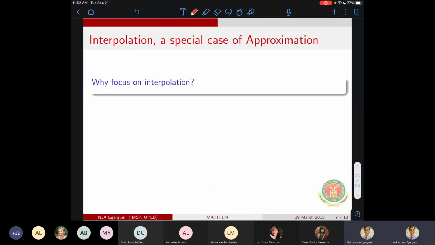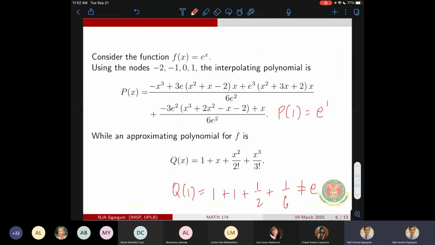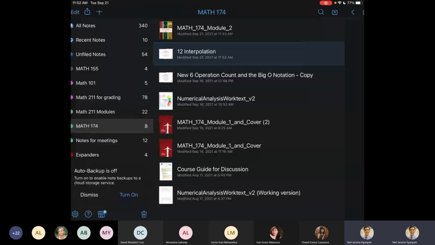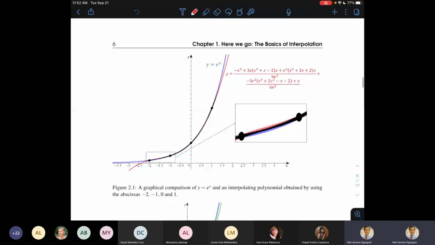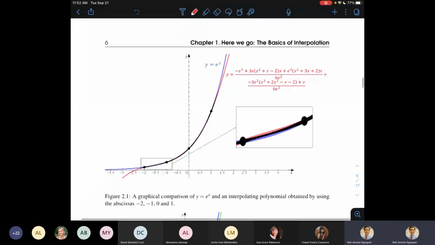Now, I think I illustrated that here. Hindi pala. Sorry. Let me switch to the module. So I guess here, okay, here you go. So to better illustrate it, let's look at figure 1 on your modules. So here I plotted e to the x against the interpolating polynomial that we have seen earlier.